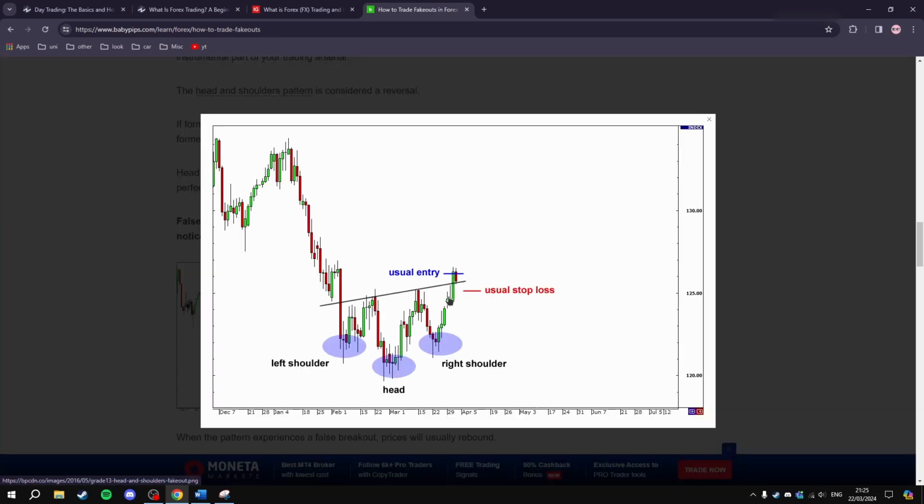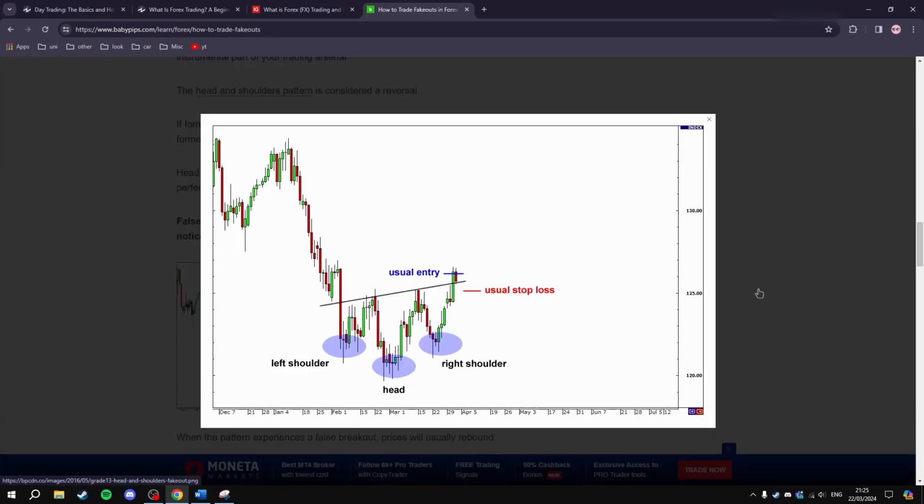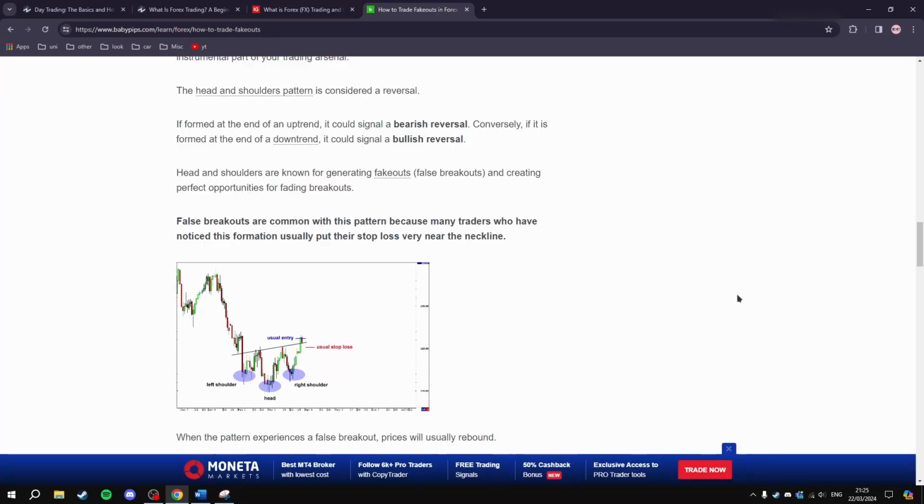Therefore, this is the neckline here. We place our entry order just a bit above the neckline, and then our stop loss order just a little bit below the neckline, and hopefully our price is going to shoot up like that. And if it doesn't, then it just closes the trade instantly to avoid big losses, I guess.